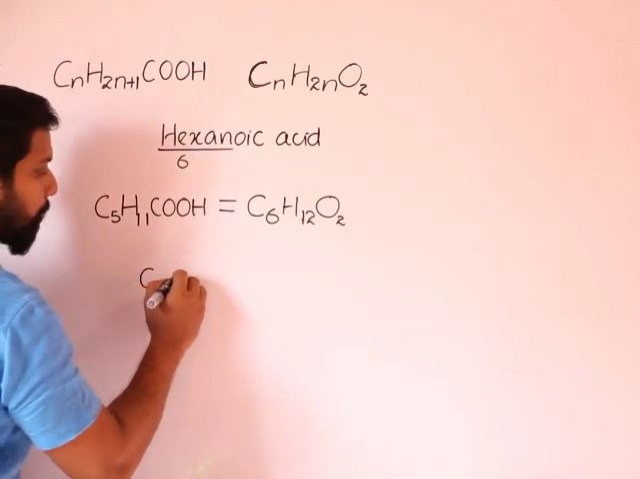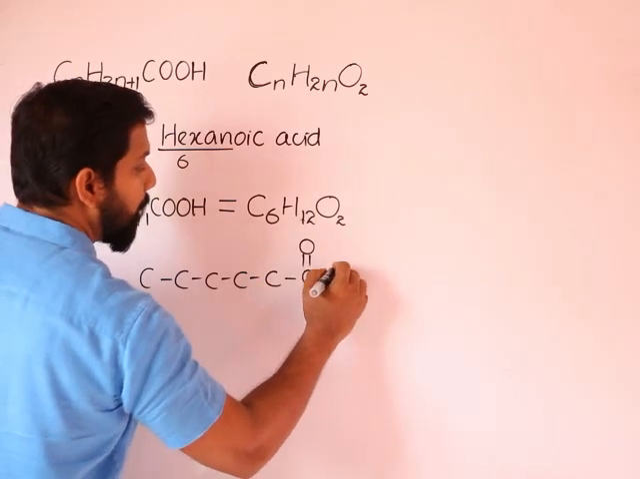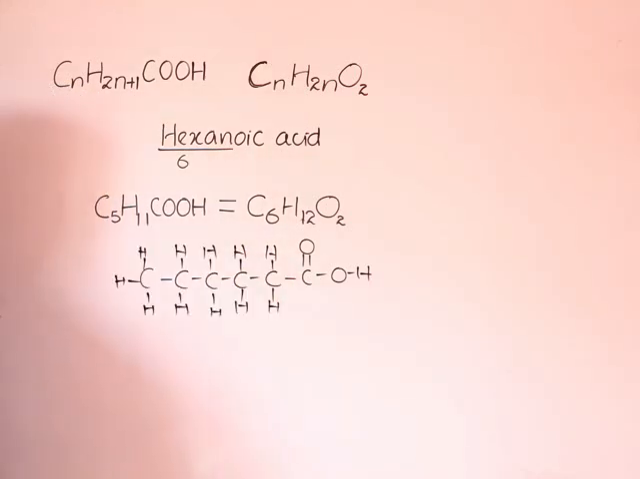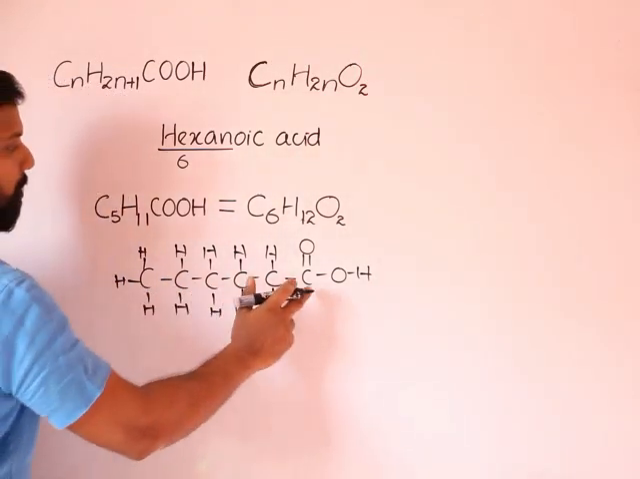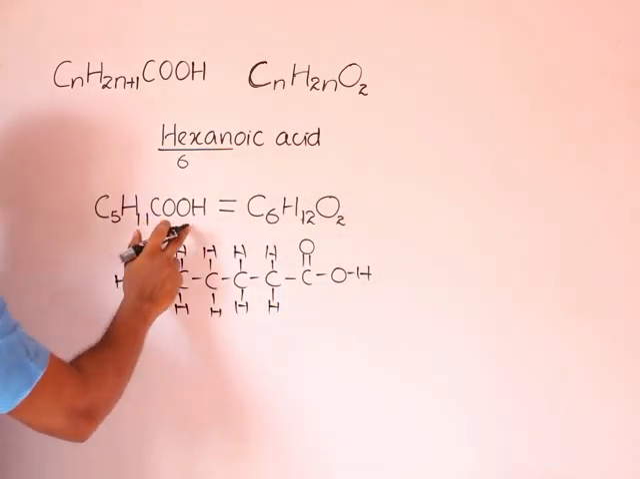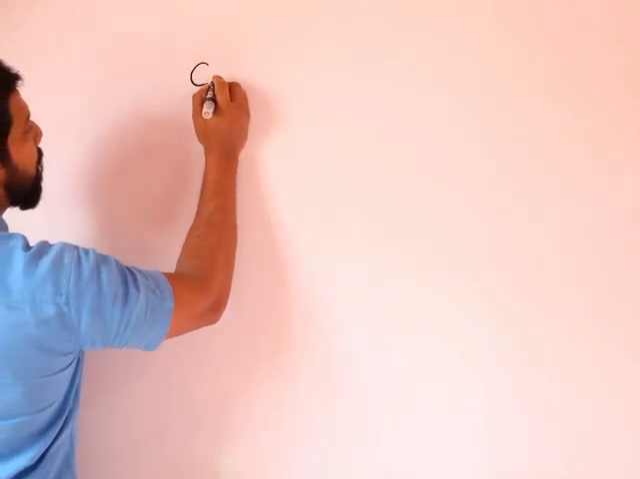If I draw this, we have to draw 6 carbon atoms, and we have the COOH group. So the displayed formula of hexanoic acid is going to be like this. So you can see 6 carbon atoms, 12 hydrogens altogether, O2, or C5H11COOH. Let's see whether you understood this general formula. I'm going to ask you a quick question. I'll give you 5 seconds to think and give me the answer. What is the name of this carboxylic acid?